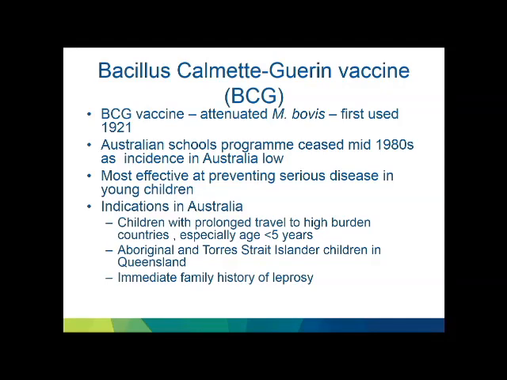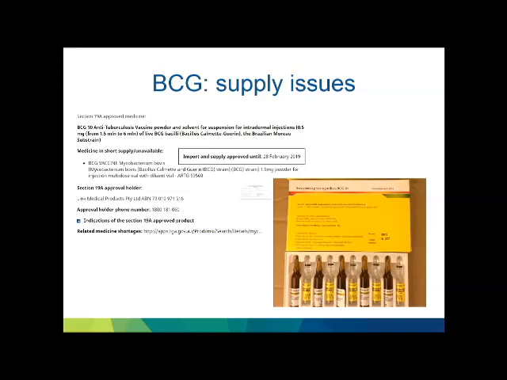One of the lesser-known indications is a family history of leprosy. In fact, it's said that BCG is better at preventing leprosy than it is TB. So we give it to family members if there's leprosy in the family. But there have been BCG supply issues ever since 2012. Currently, there is no registered product in Australia. There is an approved product under Section 19A of the Therapeutic Goods Act. It's a vaccine made in Poland. It's a glass ampule.